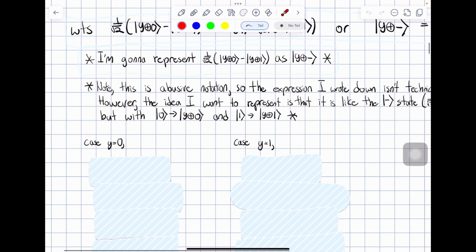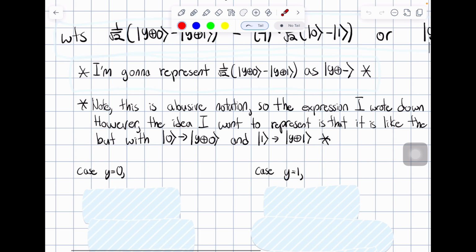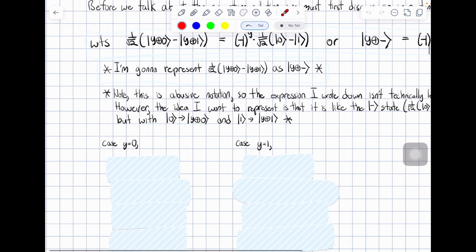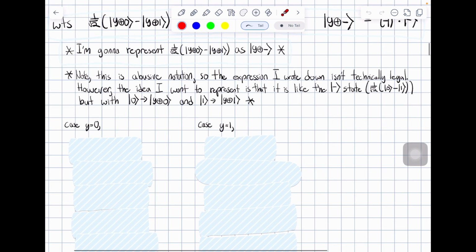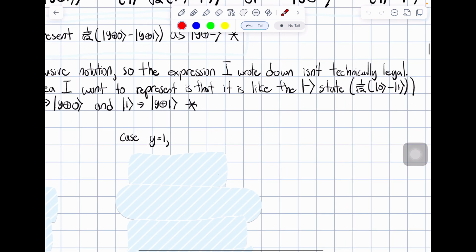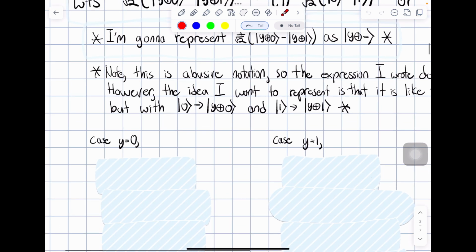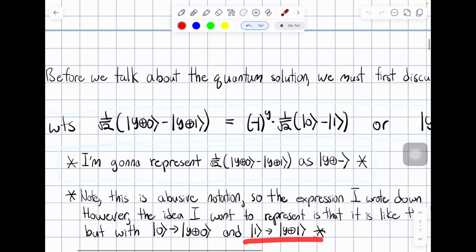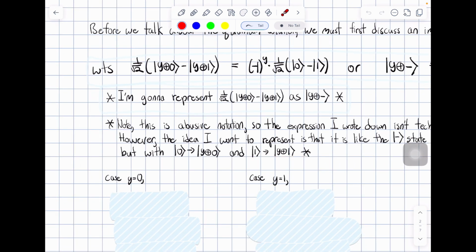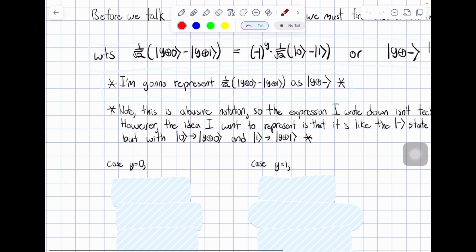So one thing I want to mention is that I'm going to represent 1 over square root 2, y XOR 0 minus y XOR 1 as y XOR minus. Technically, this is abusive notation. This expression is actually illegal. You can't actually write it down this way. But the idea I want to represent is that this expression is the minus state. I'm just replacing the 0 with y XOR 0, and the 1 with y XOR 1. If you substitute in the 0 for y XOR 0 and the 1 for y XOR 1, it looks identical to the thing I want to prove.